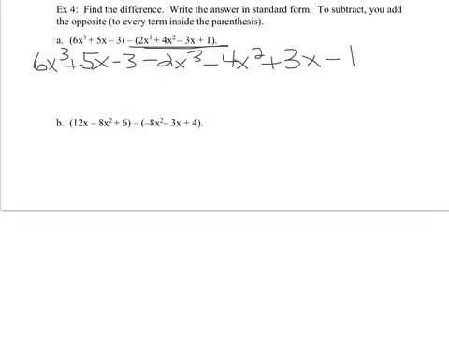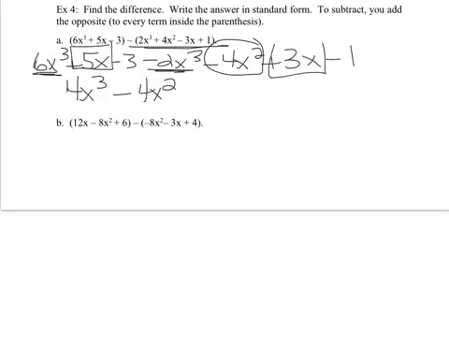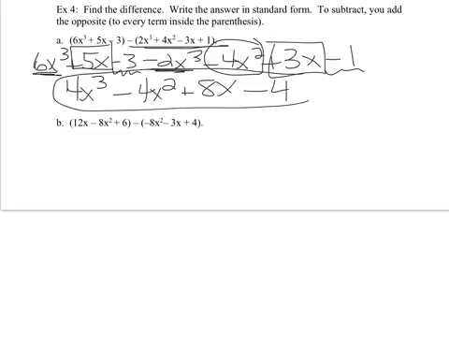Then you can really do your horizontal format. We've got 6x cubed minus 2x cubed would be 4x cubed. And then x squared, well, there's only minus 4x squared, so there's nothing to combine that with. That stays the same. We've got 5x plus 3x gives us plus 8x. And then our constants, minus 3 and minus 1 gives us minus 4. So there's my answer. Again, whatever polynomial you're subtracting, you really have to distribute that minus into each term.